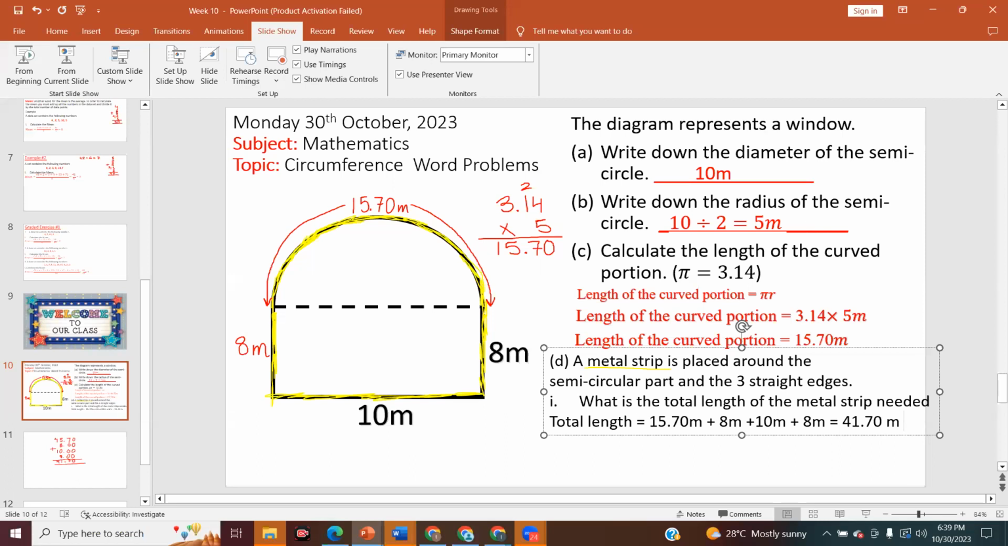Now, the last part is they ask us to round your answer to the nearest whole number.